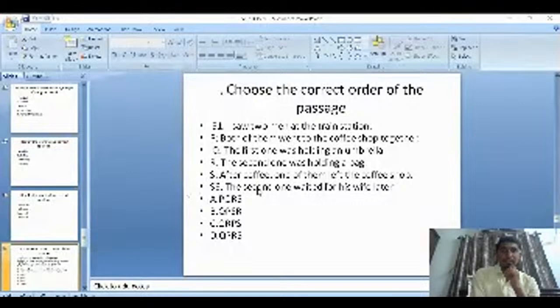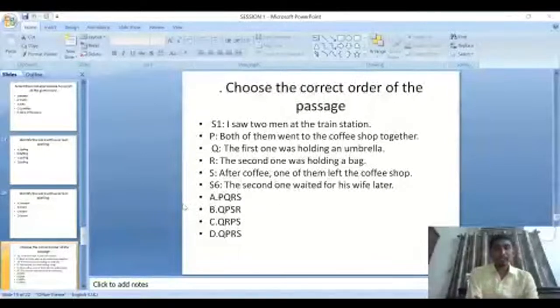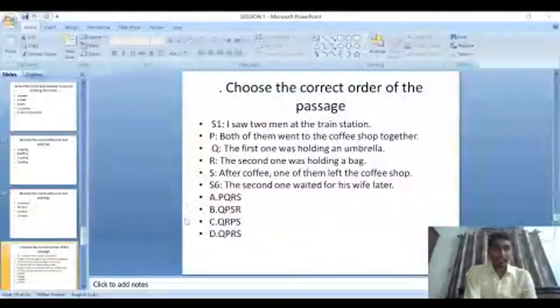Next one is both of them went to the coffee shop together. After coffee, then the following is: the second one waited for his wife later. So among them, what is the right answer? Q R P.